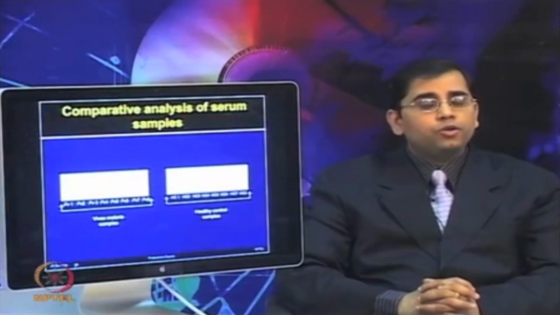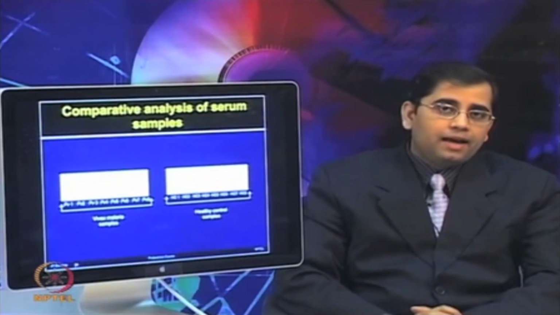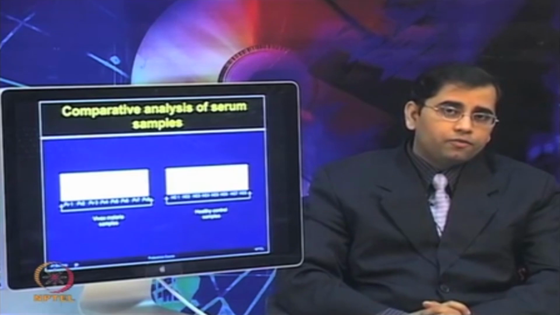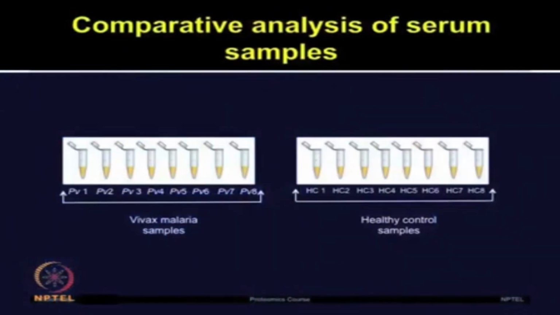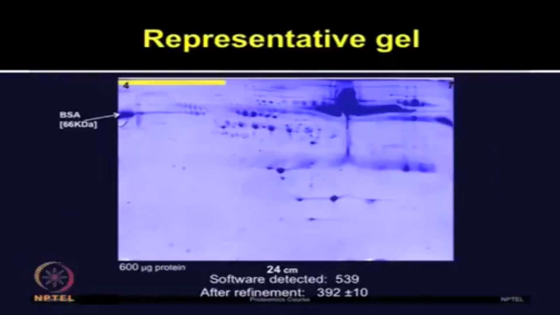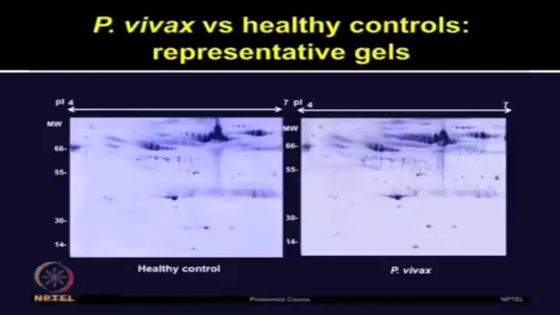So, now after doing a lot of comparative analysis and standardizing the protocols for sample preparation and protein extraction, we are ready to perform the comparative study on serum samples of vivax patients with the healthy controls. This is one of the gel images showing what is expected on a 24 centimeter large 2D gel, and then a representative gel showing the healthy control and the Plasmodium vivax treated samples.